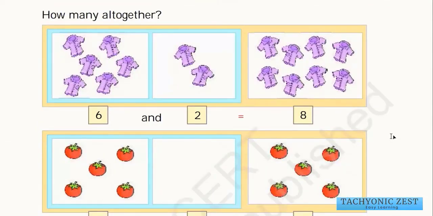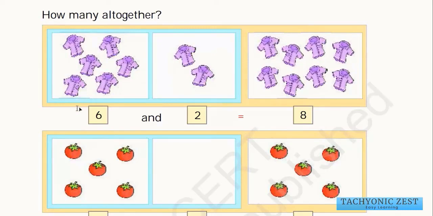So in this question it is asking how many altogether. At first we will count the number of shirts here and the number of shirts here, then we will see the total number of shirts.